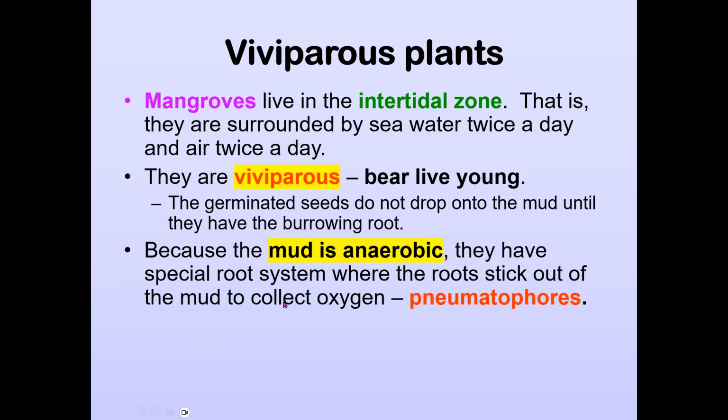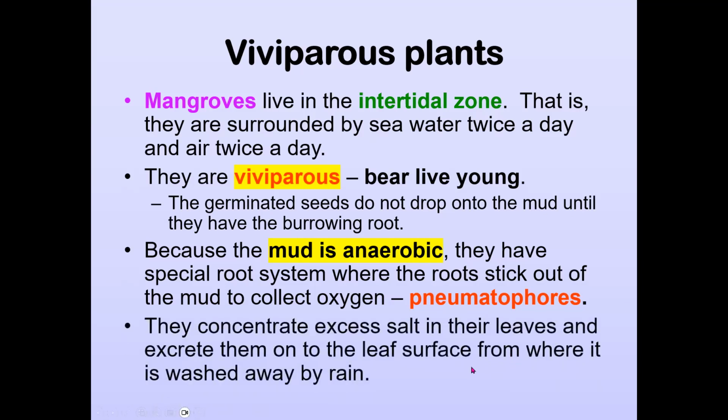Now, these oxygen collectors are called pneumatophores. Now, pneumo, this bit, P-N-E-U-M, means air. So a pneumatic tire on a car or bicycle is a tire that has air in it. It works on air.